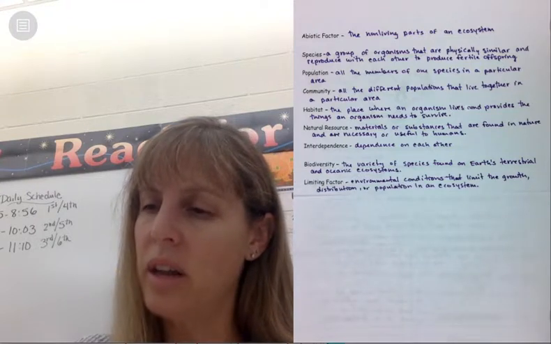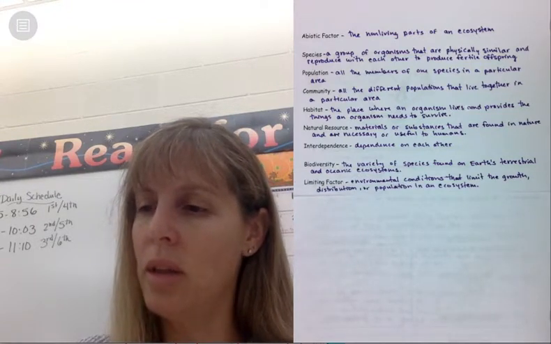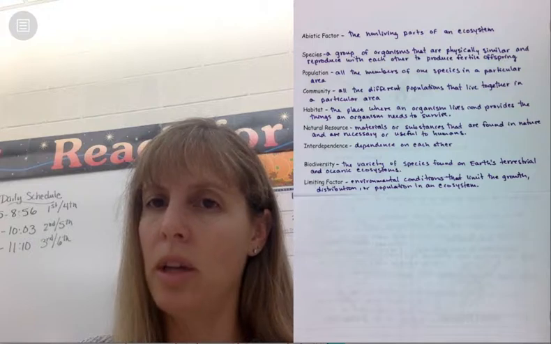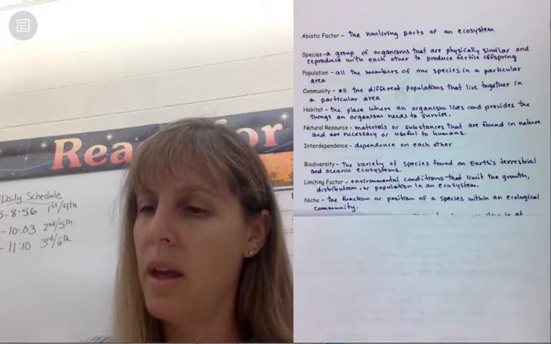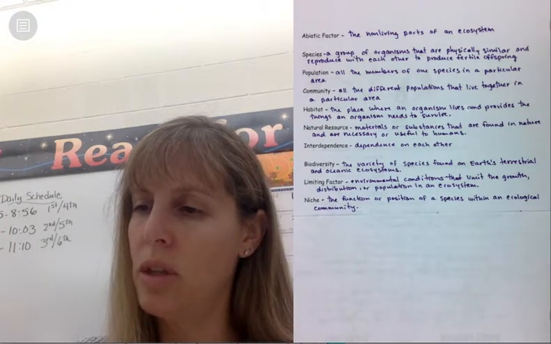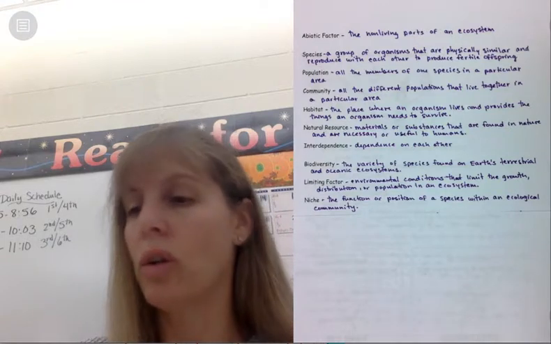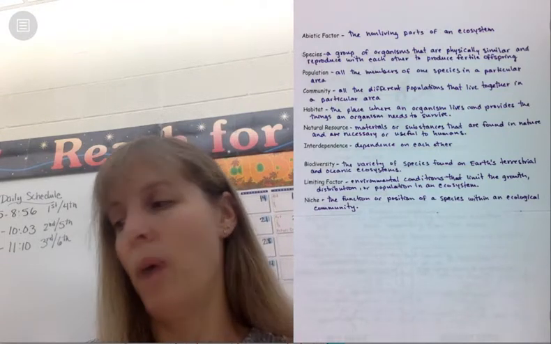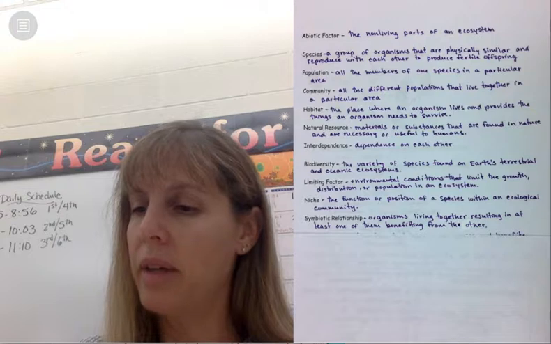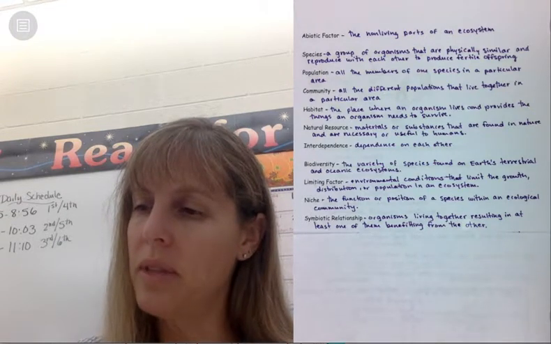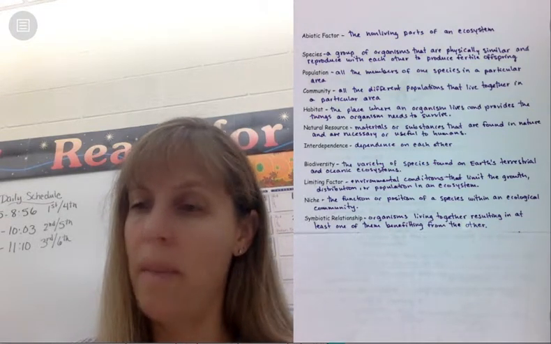Limiting factor is environmental conditions that limit the growth, distribution, or population in one ecosystem. Niche is the function or position of a species within an ecological community. You could say ecological if you want. Symbiotic relationship is organisms live together, resulting in at least one of them benefiting from the other.